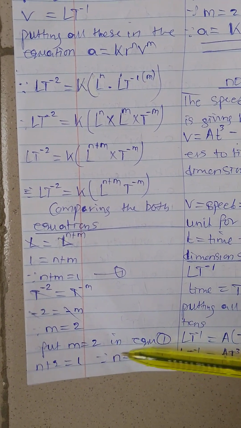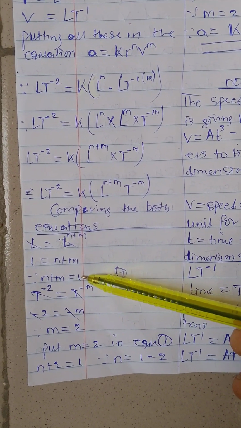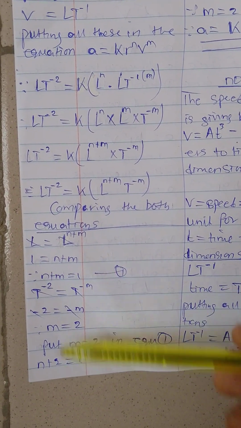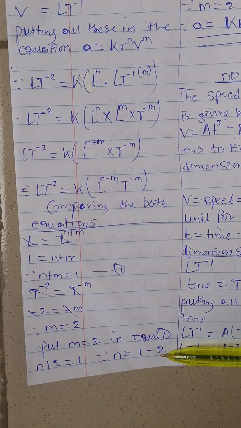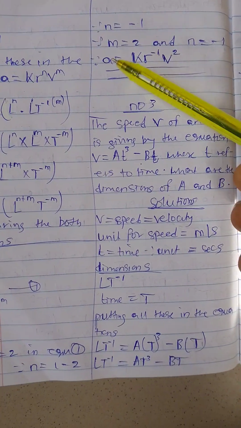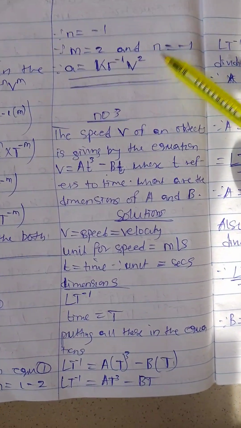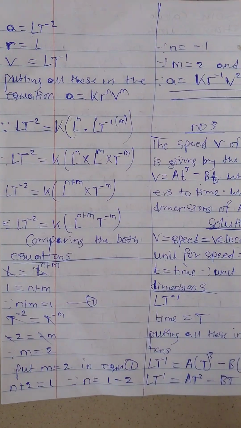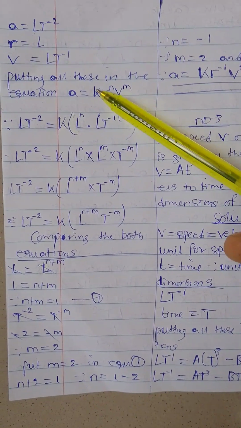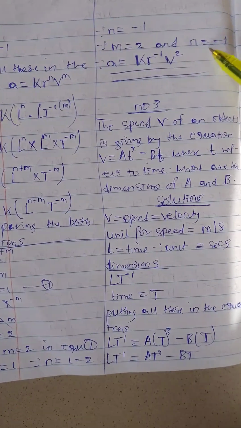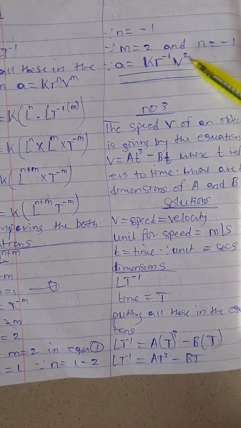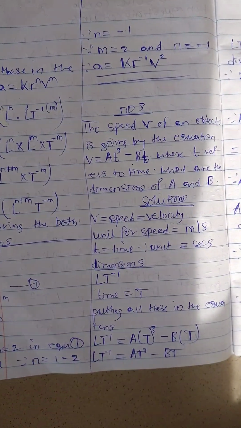Now put m equals 2 in equation 1. That becomes n plus 2 is equal to 1. So n is equal to 1 minus 2, so n is equal to minus 1. Now m is equal to 2 and n is equal to minus 1. Put your answers in this equation. So a is equal to k r raised to the power minus 1, v raised to the power 2. So this is the answer. Very, very simple.